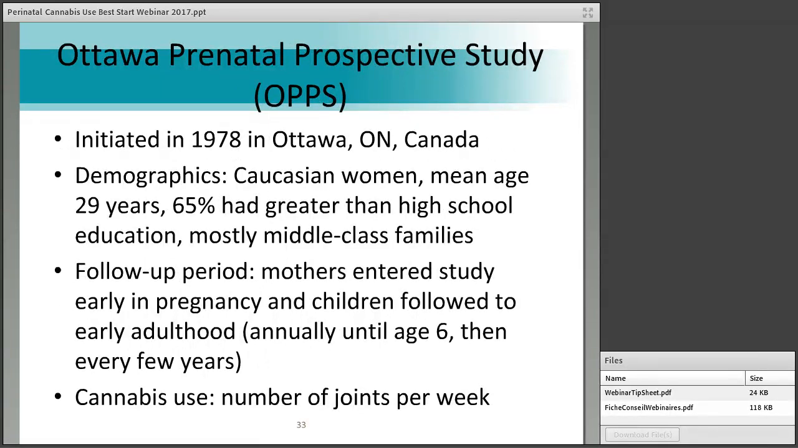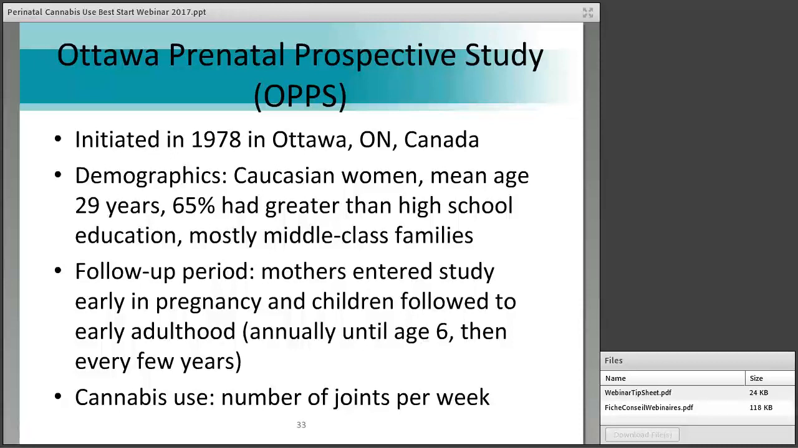So the Ottawa Prenatal Prospective Study was initiated in 1978 in Ottawa. It was developed to examine the effects of cannabis, alcohol, and cigarettes on pregnancy and neonatal outcomes. They started with 667 women that were interviewed during each trimester of pregnancy, and newborns then were assessed at birth, and then a smaller cohort of approximately 123 infants were selected to be followed long-term. These infants have now been followed up to adolescence, and there's lots of data from this study looking at their outcomes. They also followed 50 non-cannabis users as well to have a comparison group.